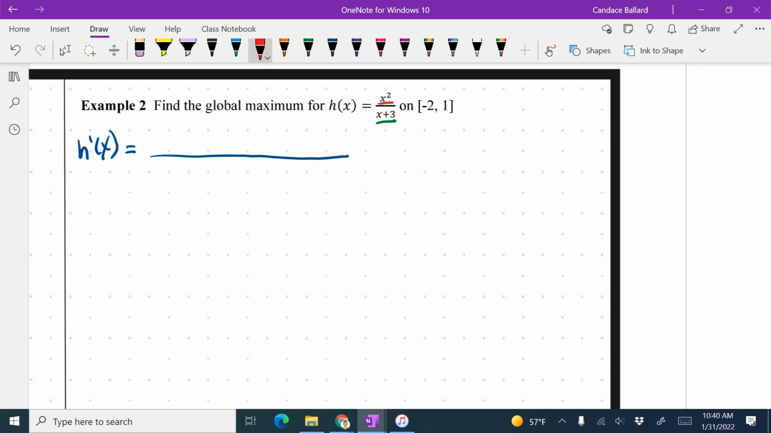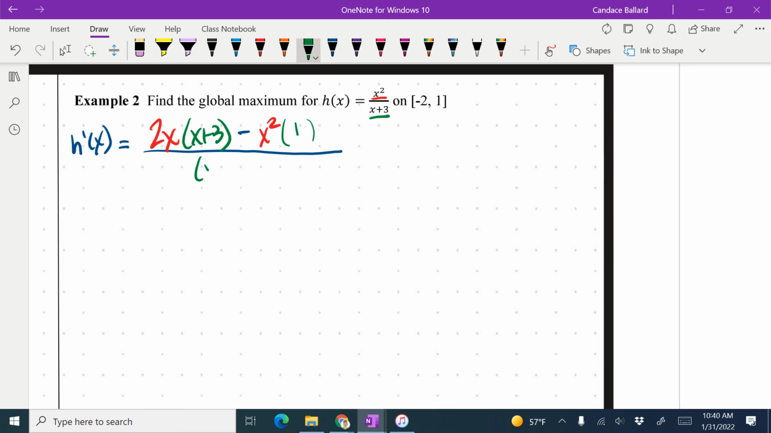All right. What's the derivative of x squared? 2x, good. And then we're going to keep the green the way it is. We put add or subtract in between. Good. Keep the red the way it is. Take the derivative of the green. What's the derivative of x plus 3? Good, and we have x plus 3 squared.